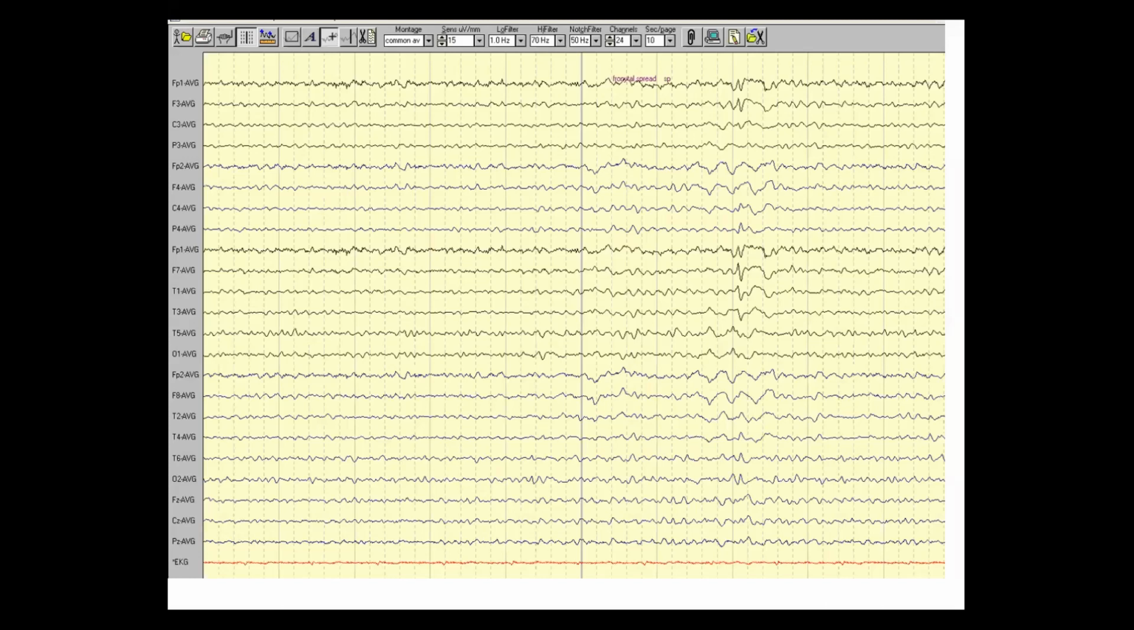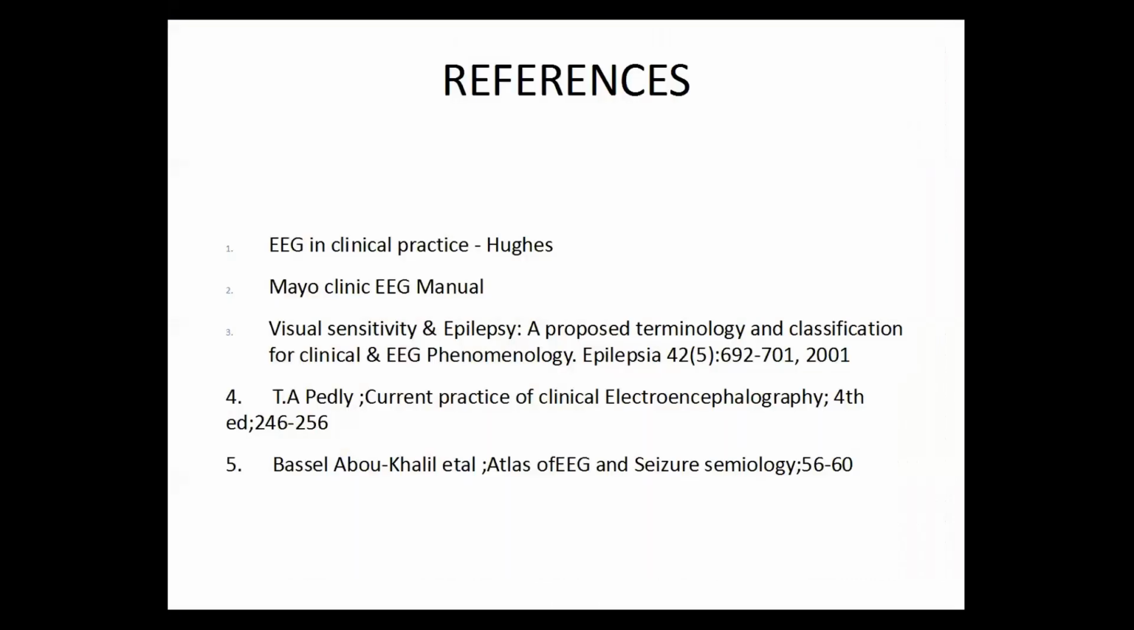These are all activation procedures which you use to bring in the interictal epileptiform abnormalities, because we have only a short period of time to look into the EEG and make a diagnosis. During this short period of time, getting the abnormalities may not be possible. So we need to use these activation procedures to bring out the abnormalities.